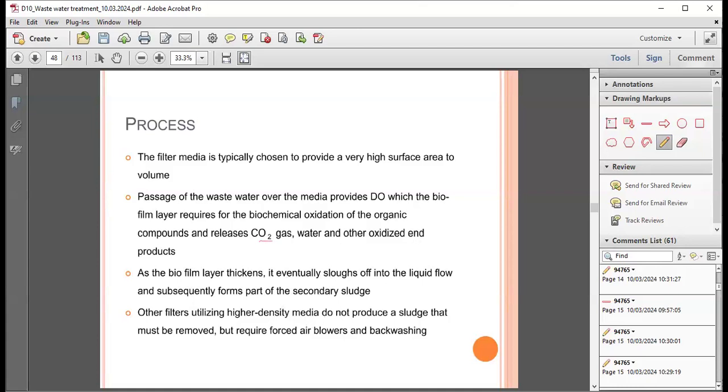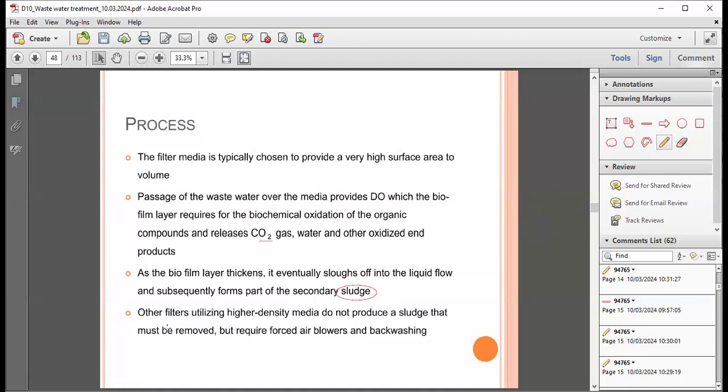The primary sludge, secondary sludge. During the secondary stage, the amount of sludge is increased, right? That's the main difference between primary sludge and secondary sludge. It increases the amount of sludge. Sludge is a very important word in wastewater treatment, right? Sludge.